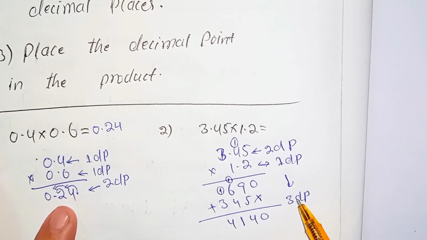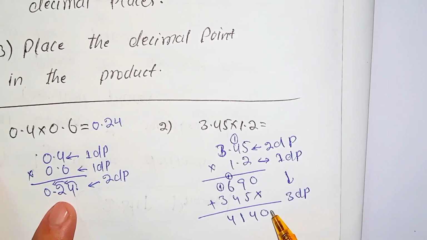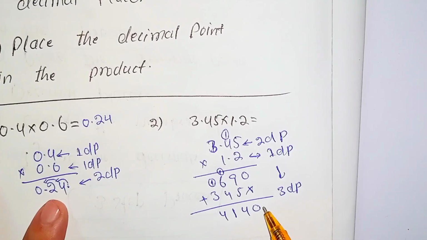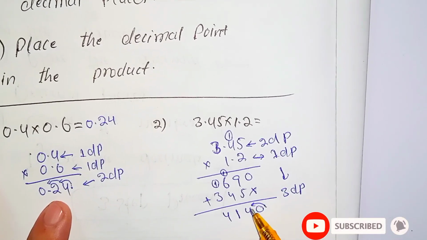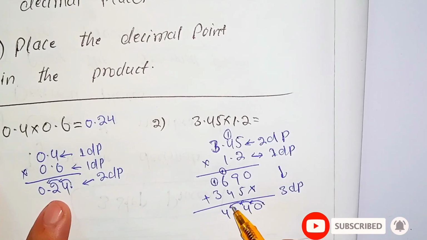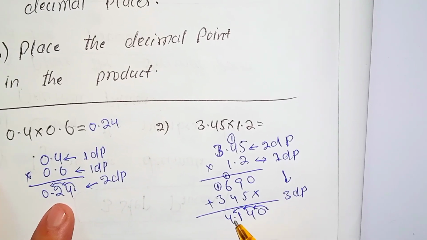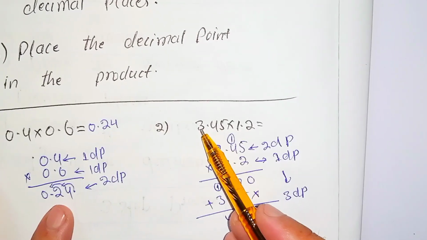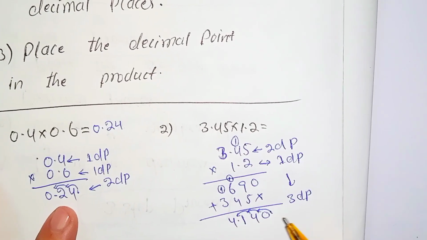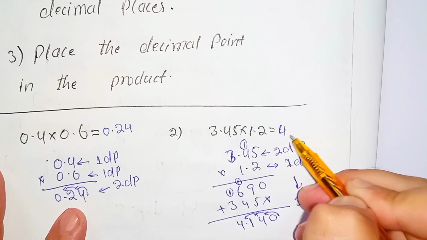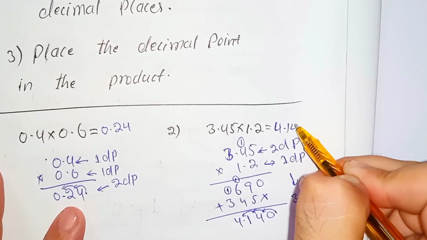So there should be 3 decimal places in the final answer. We will move the decimal point from right to left by 3 places. So this is the first place, this is the second place, and this is the third place. Put the decimal point here. So when we multiply 3.45 by 1.2, the right answer is 4.14.